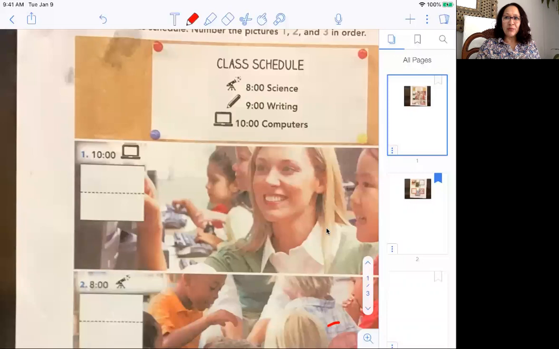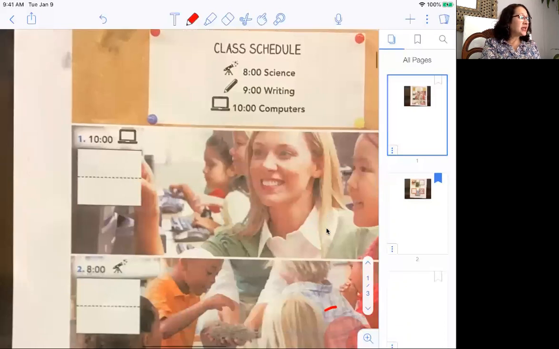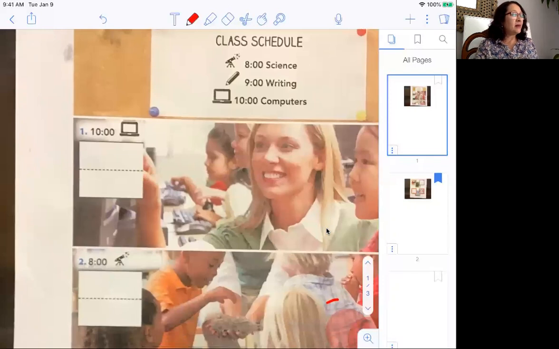So as you can see, boys and girls, we're going to talk about a schedule. Remember last week we talked about schedules, how it's important to keep a schedule just to make sure that you're completing all of the events, or in your case, subjects that you need to complete at home for schoolwork. Well, this paper is kind of like that. So in this case, see how the top part of your paper has the class schedule?